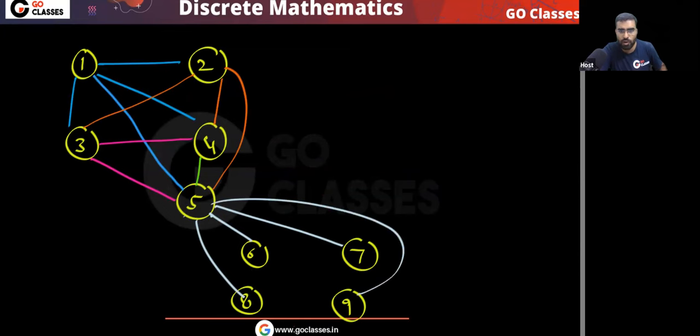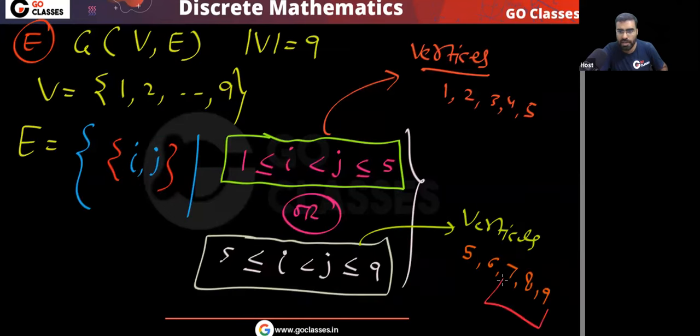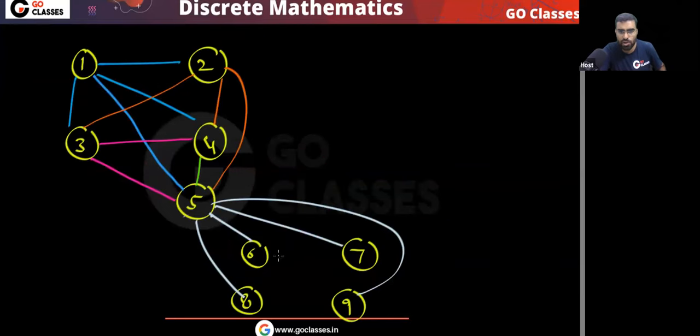And tell me, what about 7, 9? Yes, you can put i equal to 7 and j equal to 9. So this condition is satisfied. So I can say there is an edge. Can you notice here also you will get a complete graph? Agree? Please tell me. Yes or no?